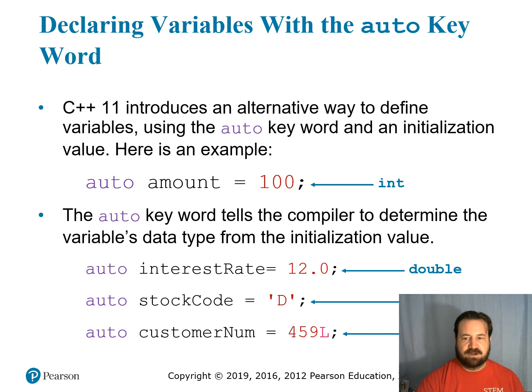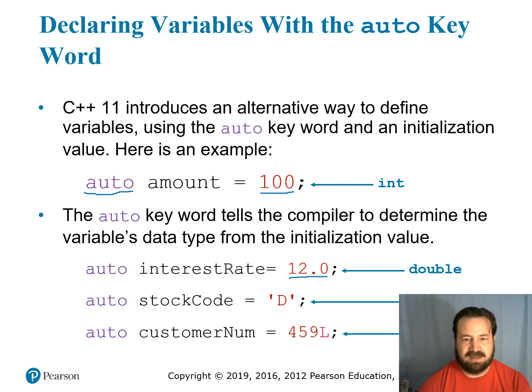C++ also gives you, starting in the 2011 version of C++, which almost all compilers should support now that it's 2020, a new keyword called auto, which sets the type of the variable to match the type of the initializer. So if I initialize amount to 100, the compiler is going to see 100, the simplest variable type that can store this, or the most automatic variable type that can store this, is an int. So I'm going to set amount to type int.